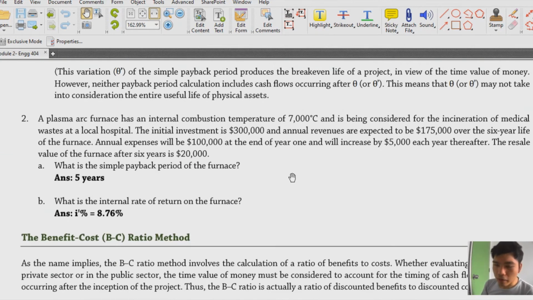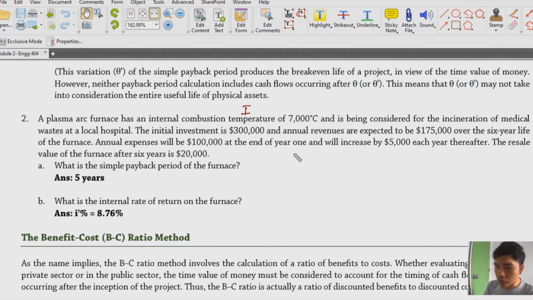Now, number 2: a plasma arc furnace has an internal combustion temperature of 7,000 degrees Celsius and is being considered for the incineration of medical waste at a local hospital. The initial investment is 300,000, so we could label this as I. Okay? And then, annual revenues are expected to be 175,000 over the 6-year life of the furnace. Annual expenses are 100,000 at the end of year 1, and will increase by 5,000 each year thereafter. The resale value of the furnace after 6 years is 20,000. And what is the simple payback period of the furnace?